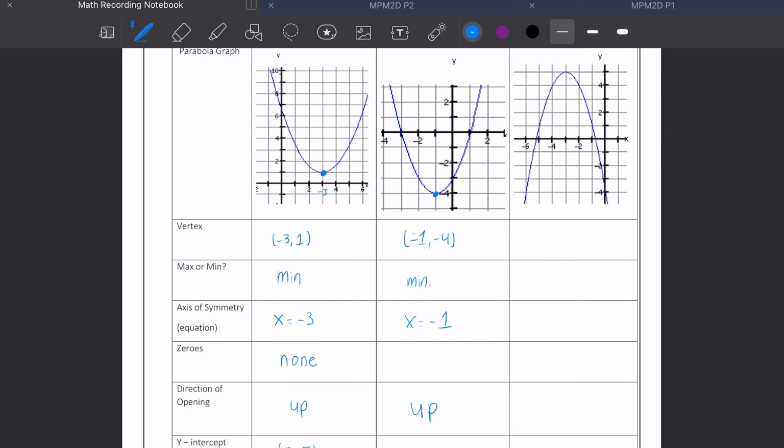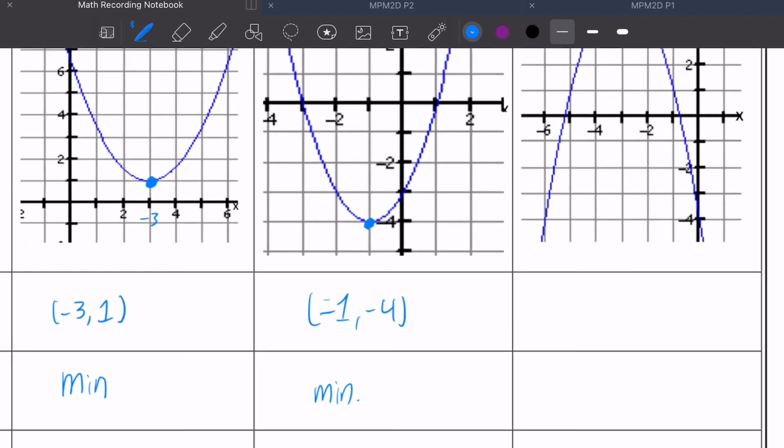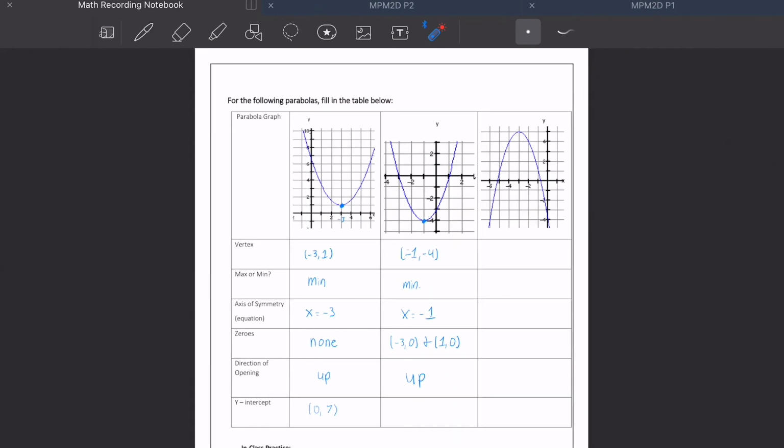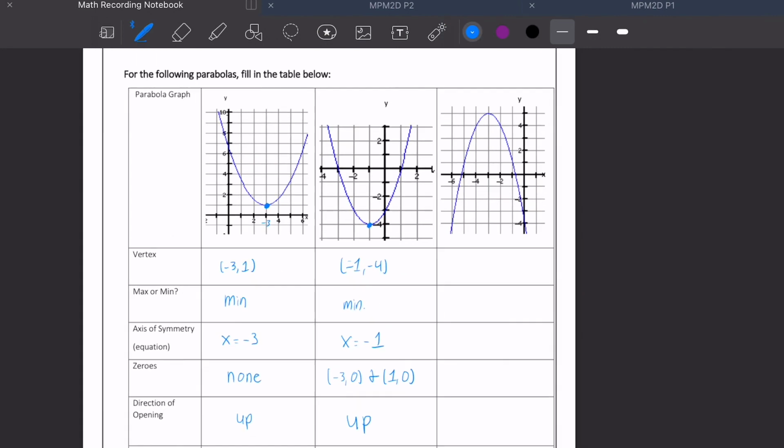Zeros: does it pass through the x-axis this time? Yes, it does, and where it does appears to be 1 and -3. So those are our two values. So we can write it as (-3, 0) and (1, 0). There are 2 points where it crosses. And our y-intercept, let's see where it crosses. It looks to be around here, so that looks like -3. So (0, -3).